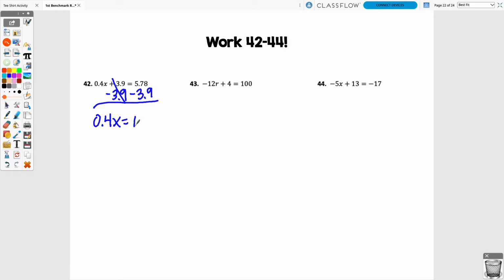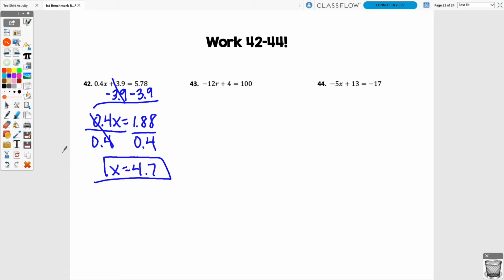0.88. Yeah. All right, and then I'm going to divide by 0.4. So, Logan, what should I get as my final answer? 4.7. All right, so x should equal 4.7 for number 42. Are we all okay on that one? Anybody have any questions? Anybody think it should be something different?